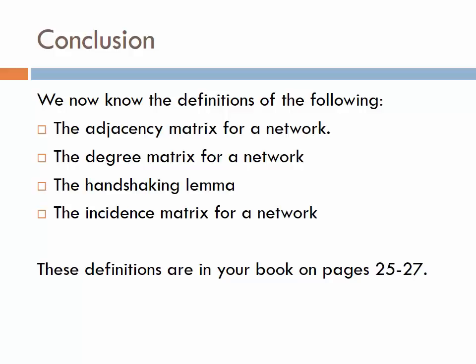So we now know the following definitions. We know the adjacency matrix for a network, the degree matrix for a network. We've discussed the handshaking lemma. It says the sum of all of the degrees in the network should be twice the number of edges. And the incidence matrix for a network.